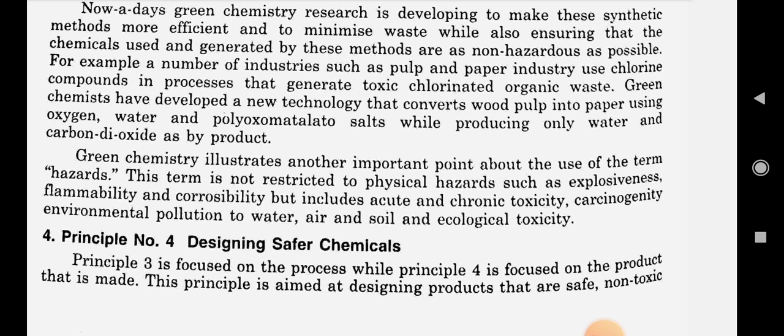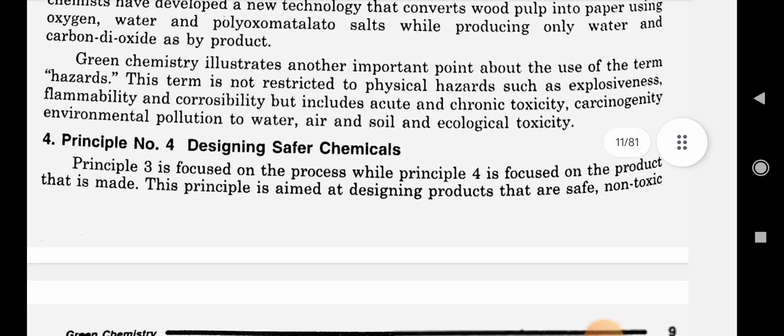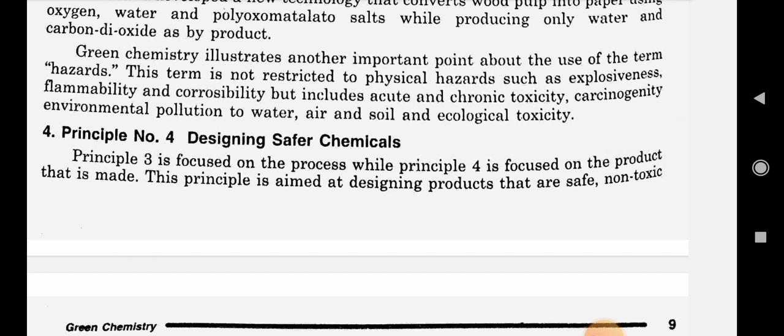For example, a number of industries such as the pulp and paper industry use chlorine compounds in processes that generate toxic chlorinated organic waste. Green chemists have developed a new technology that converts wood pulp into paper using oxygen, water, and polyoxometalate salts while producing only water and carbon dioxide as byproducts.